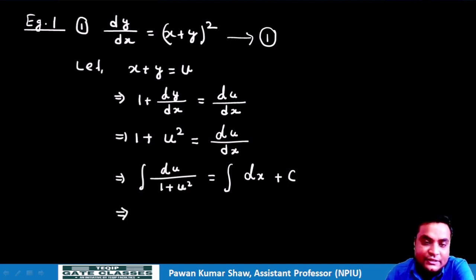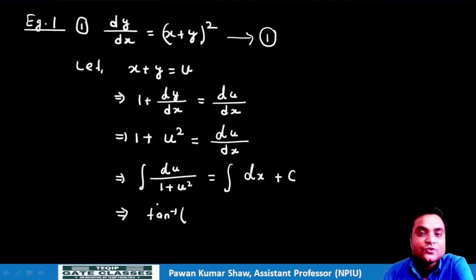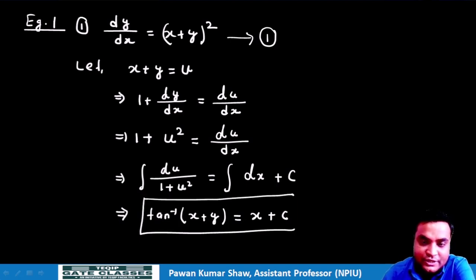So we are taking the integration of this one. What will be the integration of du by 1 plus u square? That will be tan inverse of u. And what is u? When we find the general solution, we have to write the solution in terms of x and y. So u is our x plus y. So tan inverse of x plus y equal to x plus c. So this is our solution of the given differential equation. So this is our general solution.